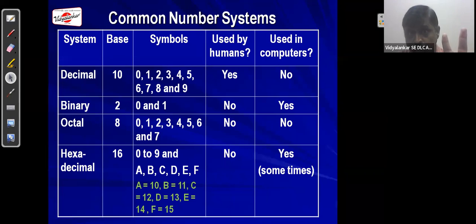I will wait for 2 minutes. You have to write this table. Either you write this table, or you can take a pic, and then afterwards you can write the table.